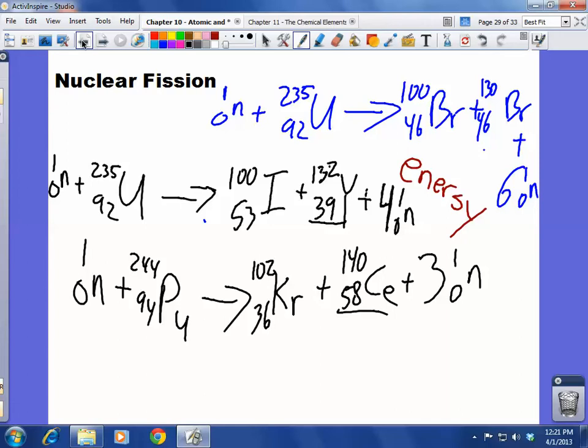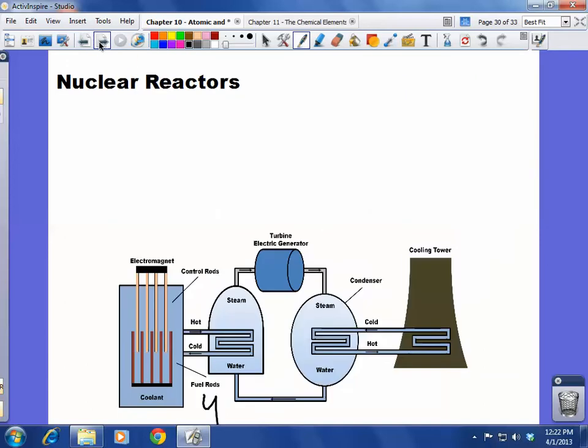Think about that for a second. What can I take out of this reaction to slow it down? The neutrons. Okay? If I can do something to maybe say, well, instead of 4, let's take one of those out. So it's only 3, or maybe only 2, or maybe only 1.5, on average. And that's exactly what these control rods do.